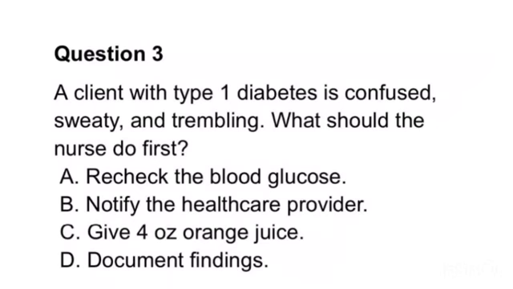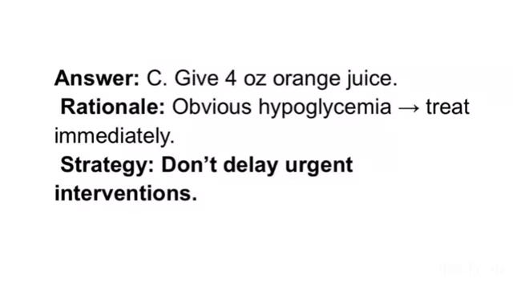Question 3. A client with type 1 diabetes is confused, sweaty, and trembling. What should the nurse do first? A. Recheck the blood glucose. B. Notify the healthcare provider. C. Give 4 ounces orange juice. D. Document findings. Answer: C. Give 4 ounces orange juice. Rationale: obvious hypoglycemia. Treat immediately. Strategy: don't delay urgent interventions.